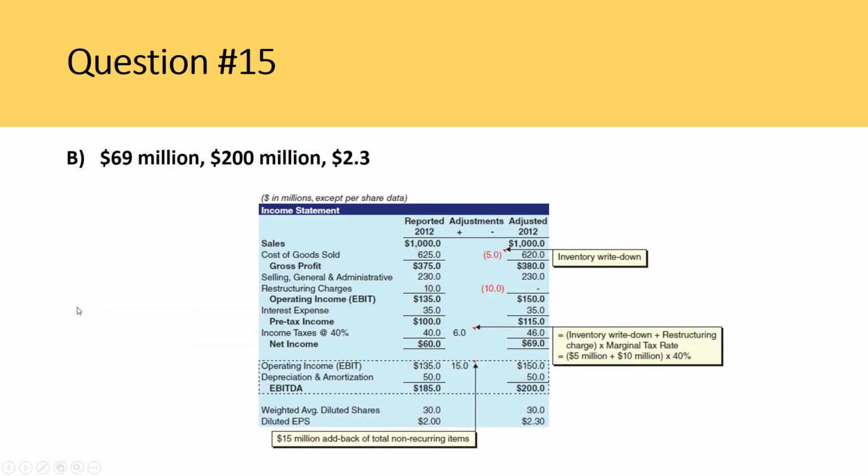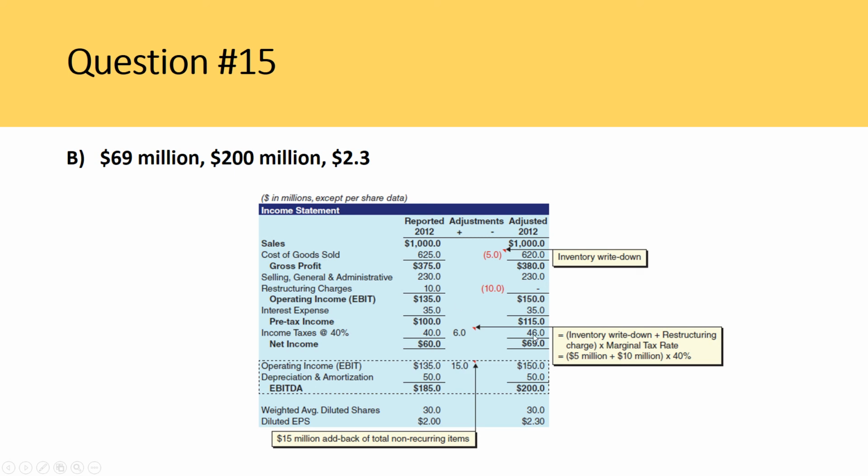And so here's a fuller analysis of that. We are adjusting COGS by lowering COGS because the inventory write-down raised the cost of goods sold. So we're lowering it to $620, and at the same time, we're taking away the restructuring charge. So for our operating income, our EBIT, we add 15 million to it. So the adjustment to operating income is 15.